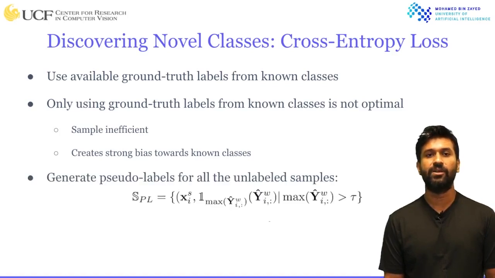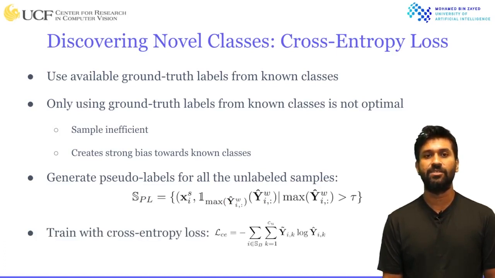Therefore, in our work, we generate pseudo-labels for all the unlabeled samples. So basically what we do is we perform weak augmentation on a sample, and if the confidence is above a certain threshold, we generate pseudo-labels for that particular sample and use it in our training. And once we have the generated pseudo-labels, we can combine the ground truth labels and pseudo-labels and train the network with cross-entropy loss.